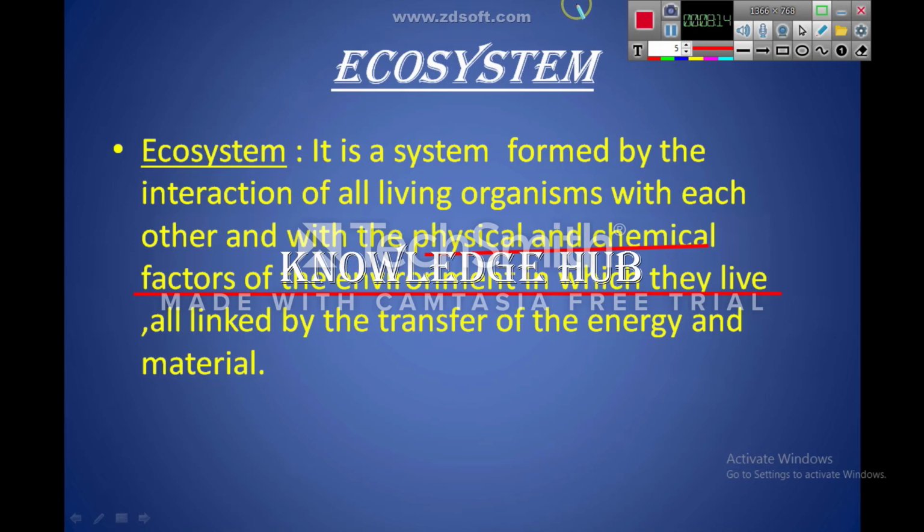Physical factor means atmospheric pressure, temperature, humidity and wind. Now, what is the meaning of chemical factor? Chemical factor means oxygen, nutrients, and the conditions in which living organisms survive.